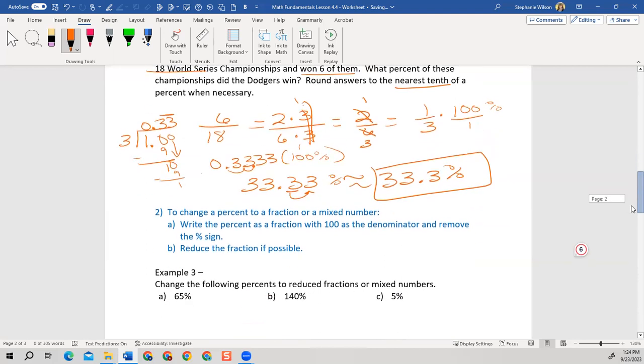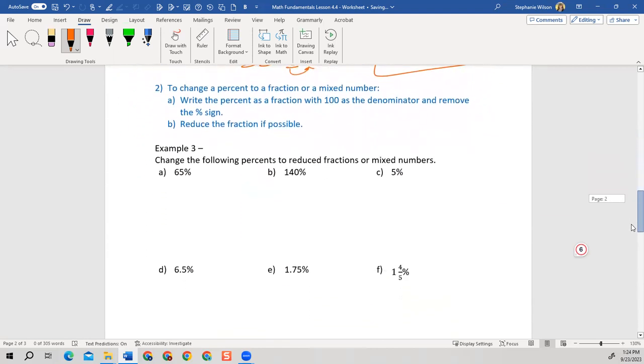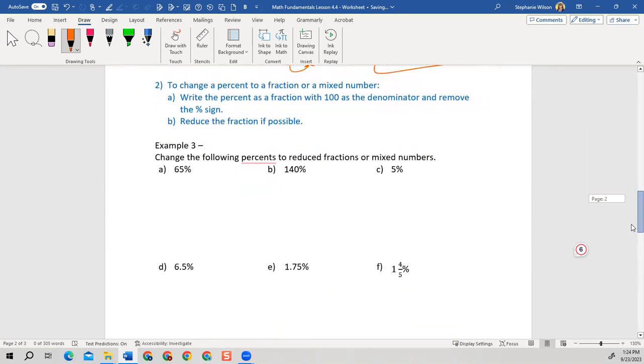All right. Our next section, there in blue, if you want to take a minute, pause it to read it, I would go for it. Now, let's go ahead and do this. It says change the following percents to reduced fractions or mixed numbers. So it wants it in fraction form, not decimal. So be sure and read. And since we're undoing percents, that means we're going to divide by 100%. The percent signs reduce. Leaves me with 65 over 100.